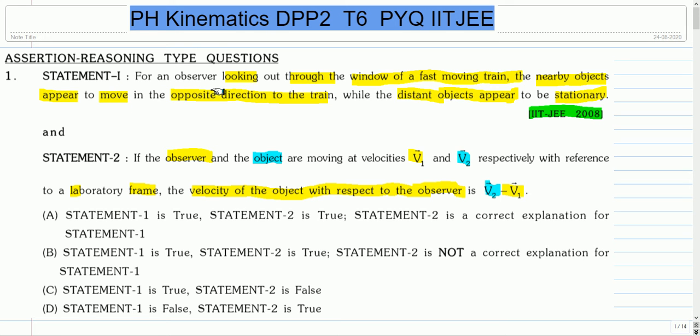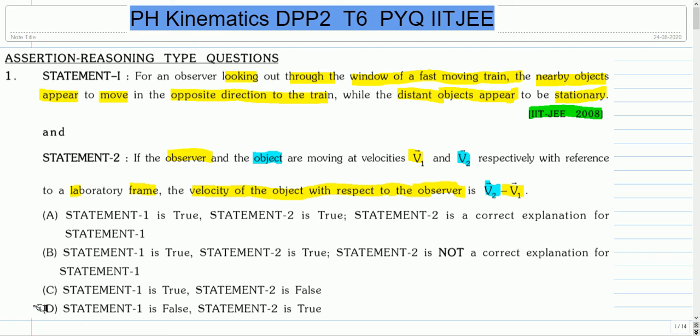Statement 1: for an observer looking out through the window of a fast moving train, the nearby objects appear to move in the opposite direction to the train, while the distant objects appear to be stationary. And the second statement is: if the observer and the objects are moving with velocities v1 and v2 respectively with reference to a lab frame, the velocity of the object with respect to the observer is v2 minus v1.